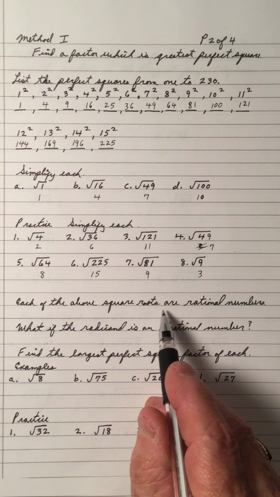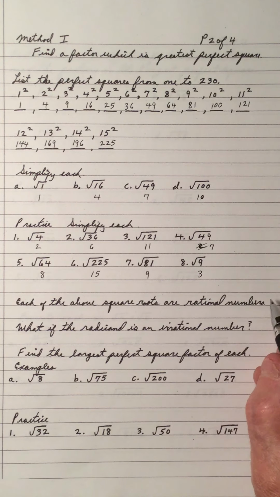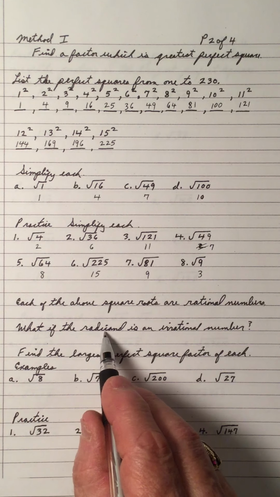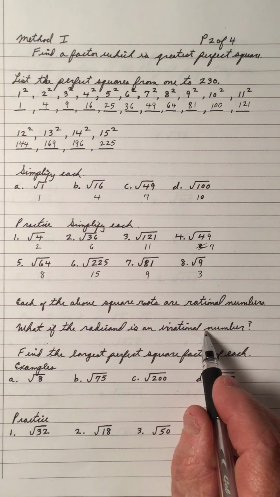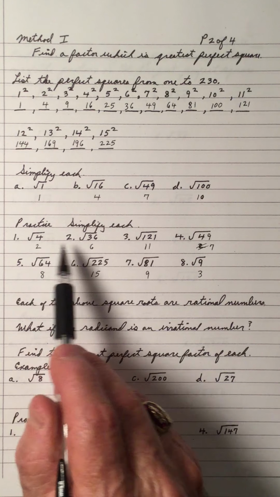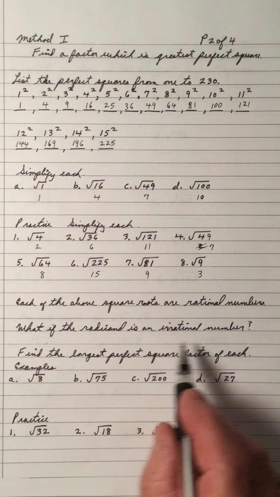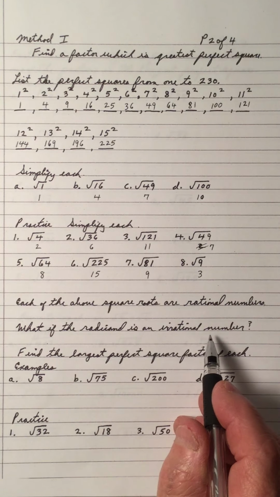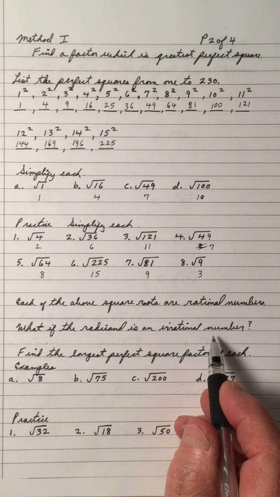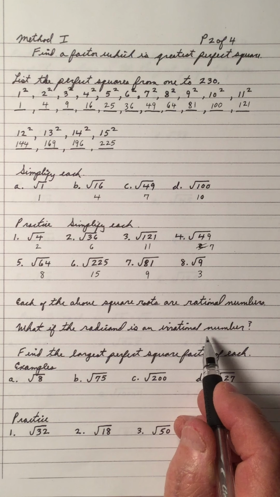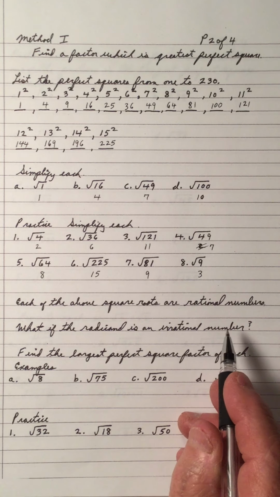Each of the above square roots are rational numbers. What if a radicand is an irrational number? A radicand is the number underneath the root. So what about if it's irrational? That means you can't do the square root. The decimal is not terminating or repeating.